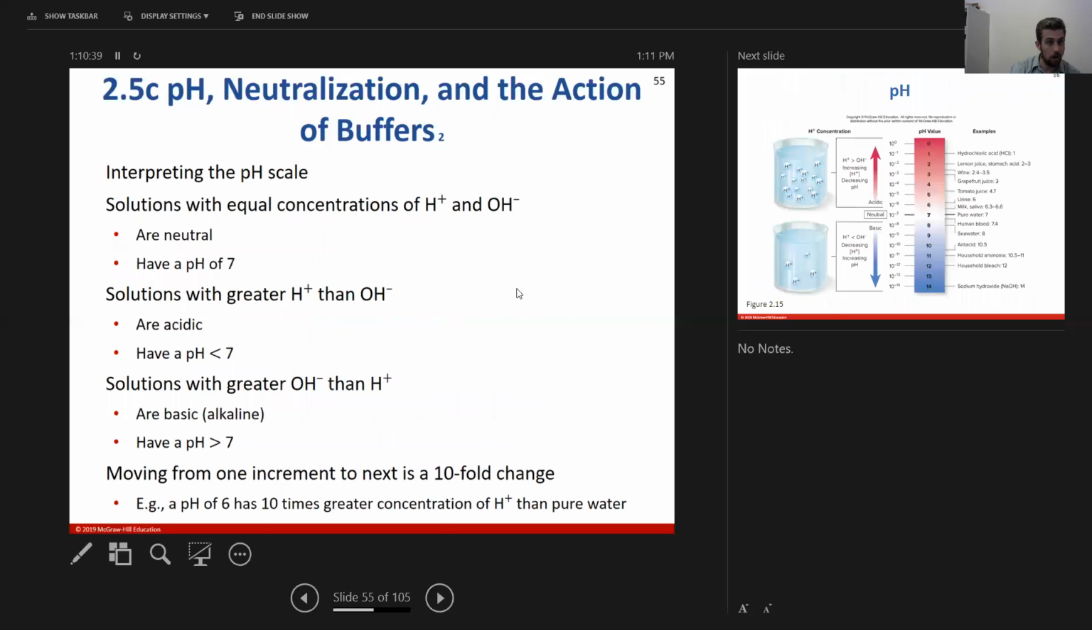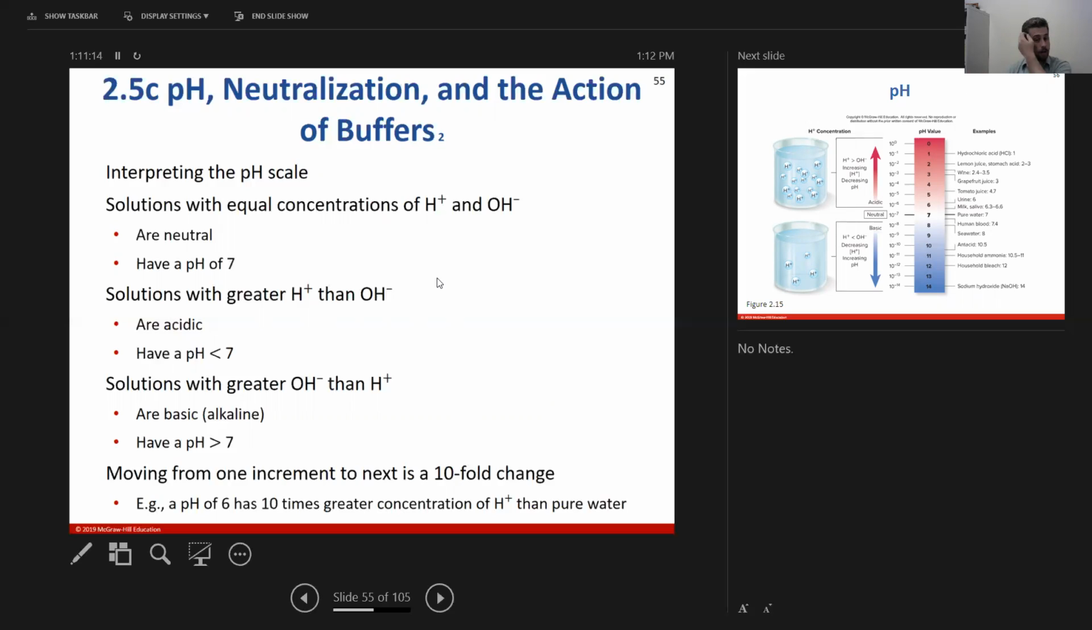But what you do need to know about the pH is the pH scale. You have to be able to interpret the pH scale. So solutions with an equal concentration of hydrogen ions and hydroxide ions are going to be neutral, okay? They're balanced out. This is pH 7, okay? pH of 7 is going to be neutral pH. It's not basic, it's not acidic, it's just neutral. It's water, all right?